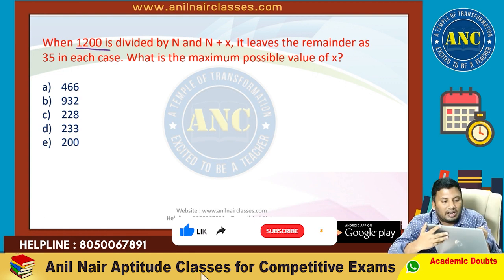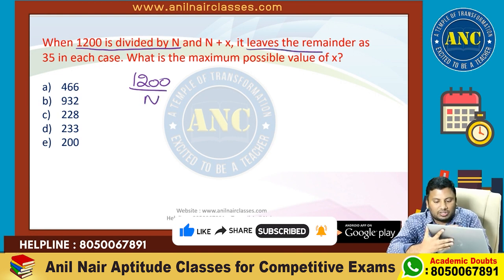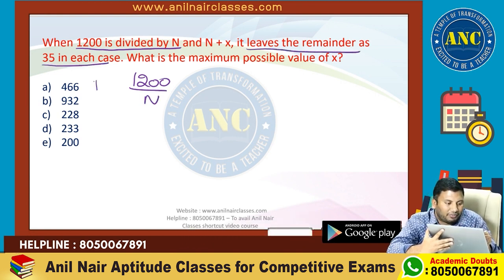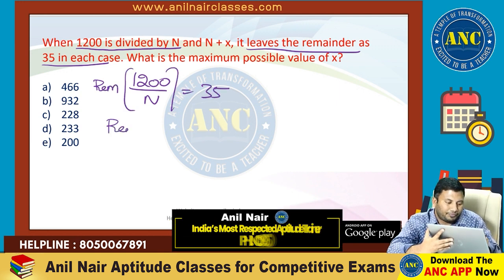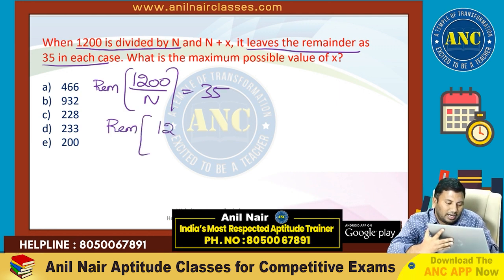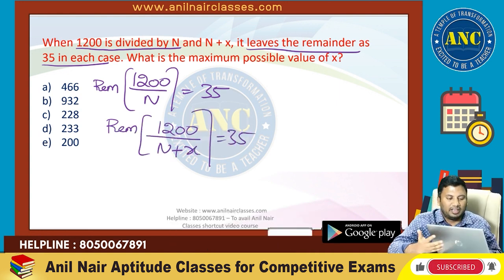When 1200 is divided by a number n, it leaves the remainder 35 in each case. 1200 is also divided by n plus x, and this also gives a remainder 35 in each case.